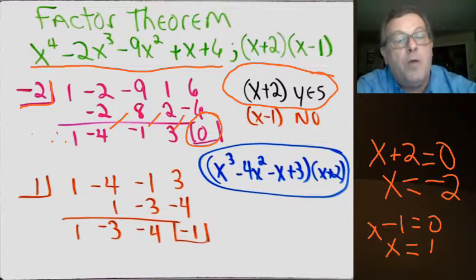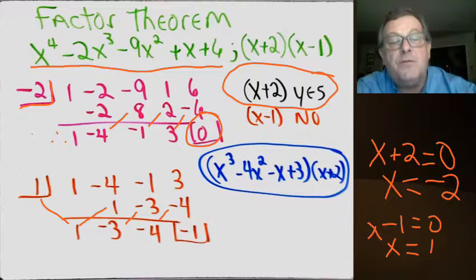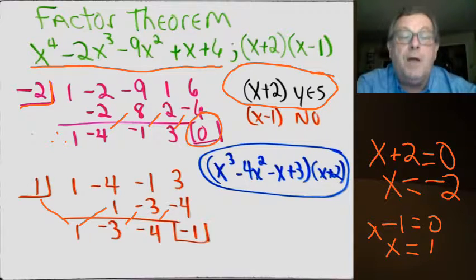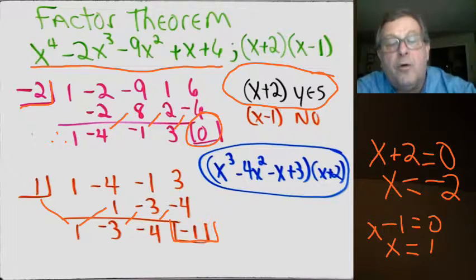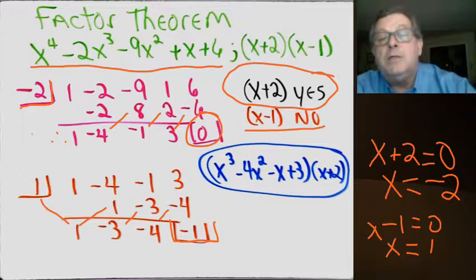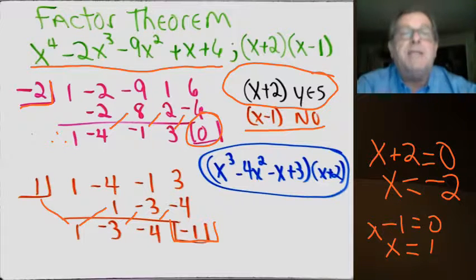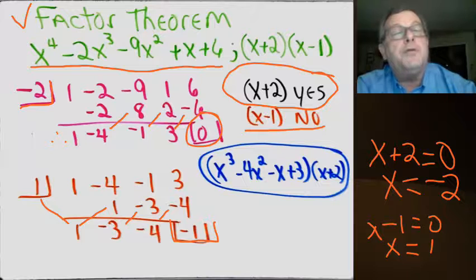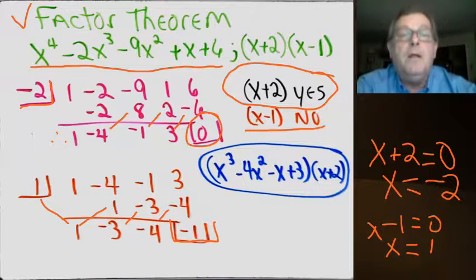All right, I bring my 1 down, with 1 in the box. 1 times 1 is 1, minus 4 plus 1 is minus 3, 1 times minus 3 is minus 3, minus 1 minus 3 is minus 4, 1 times minus 4 is minus 4, and 3 minus 4 gives me a remainder of minus 1. So x minus 1 is not a factor according to the factor theorem.